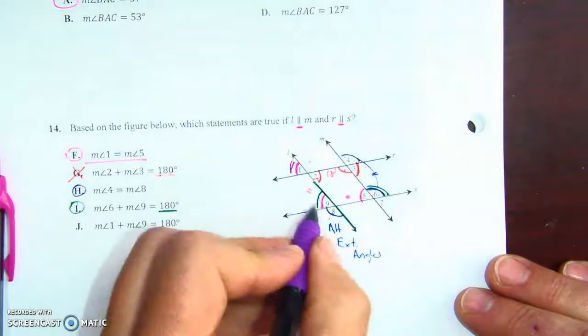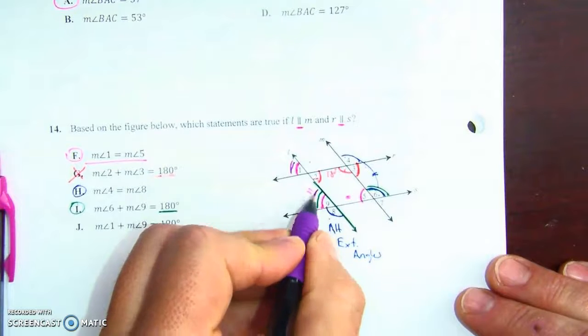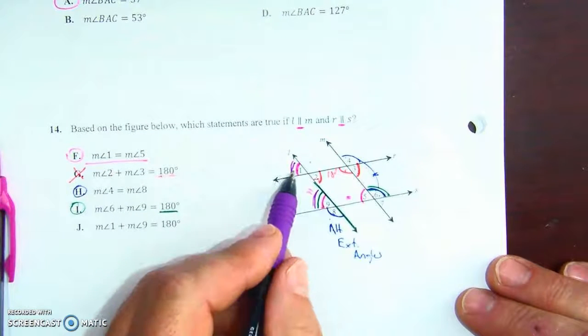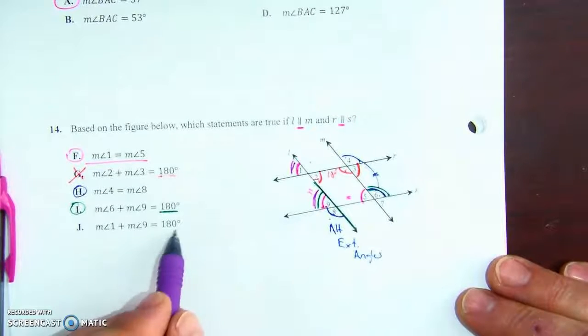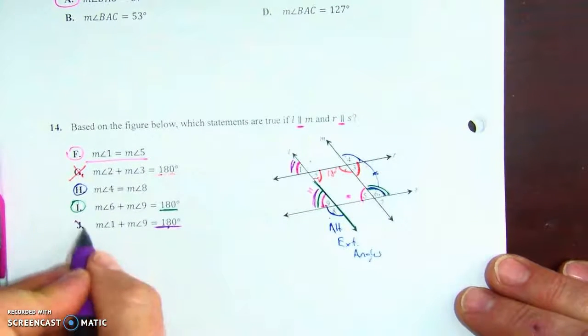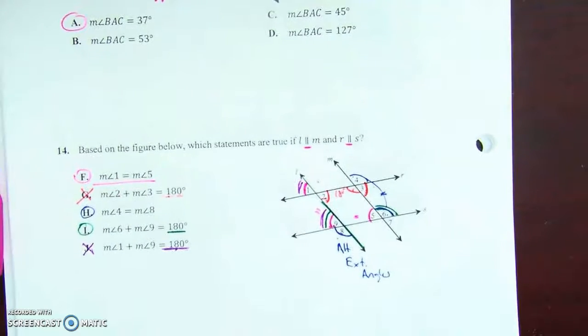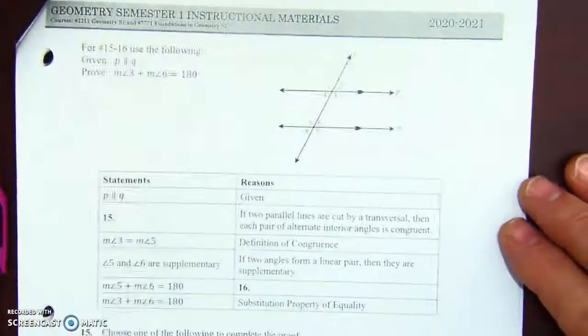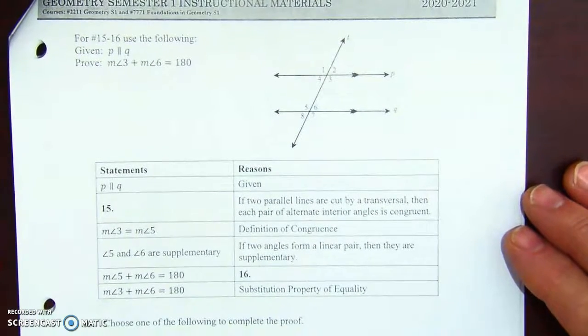And then the last one we want to do here, let's go with the purple, angle 1 and angle 9 right here. Again, we've already talked about angle 1 and 9 being corresponding. Therefore, they're equal to each other, so they cannot equal 180 degrees unless they're 90-degree angles. So J is not one of the answers. All right. Let's get through one more question here for this part, and then we'll go into part 2 for the second half of these problems.